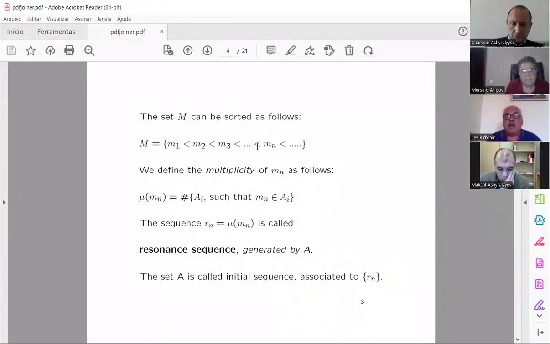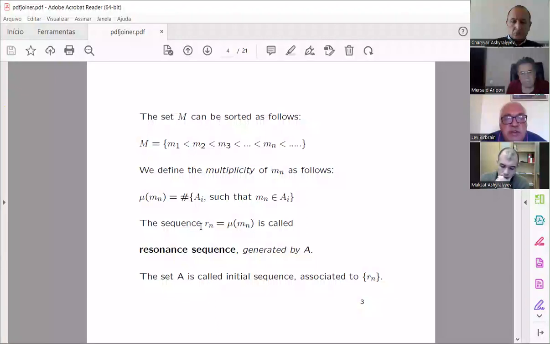And so then we sort them in the increasing order, right? And to any element, Mn, we define the multiplicity. The multiplicity of the element is nothing else but the cardinality, so the number of the progressions such that this element belongs to this progression. Okay? I will give you examples. And then the resonance sequence associated to that is the sequence of multiplicities.